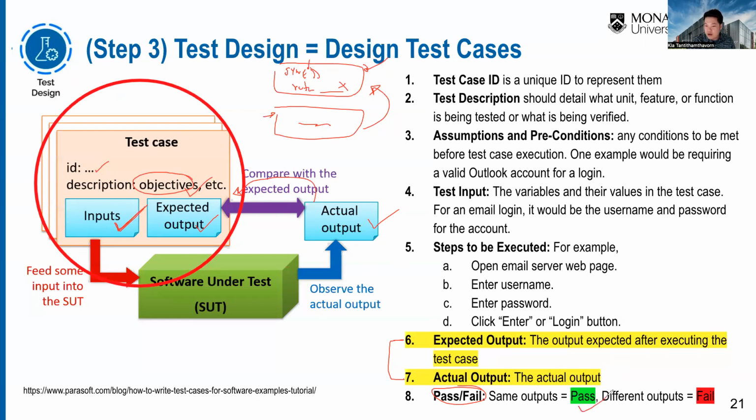If they are the same, we call this test case passed. If the output is different, we call it failed. That means the test case can fail. But when we talk about the failed test case, there are two scenarios, right? First, the test case is incorrect, or the code is incorrect.